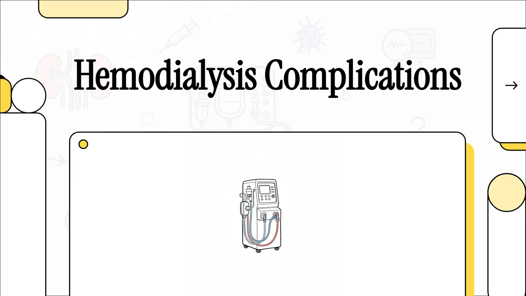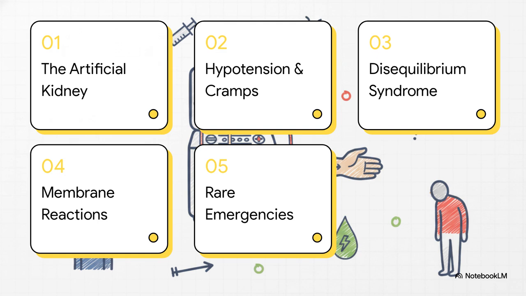But as you might guess, anytime we hook up a fragile, complex biological system to an immensely powerful high-flow machine, things can occasionally go wrong. Here is the agenda for our discussion today. First, the artificial kidney. Second, intradialytic hypotension and cramps. Third, dialysis disequilibrium syndrome. Fourth, dialyzer membrane reactions. And finally, rare hemodialysis emergencies.